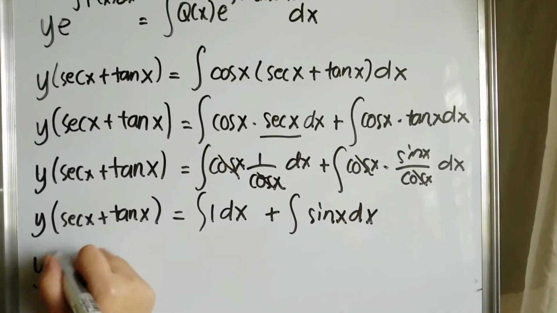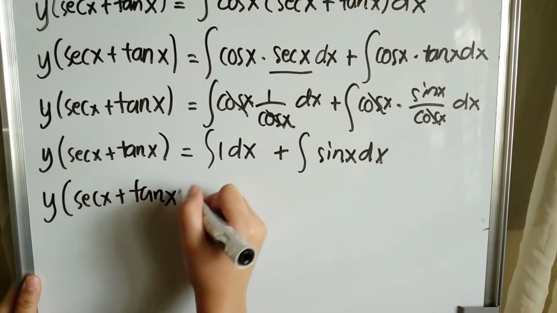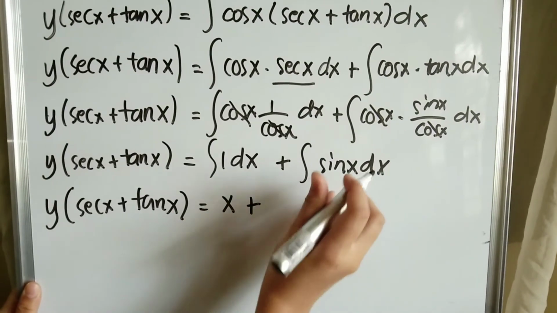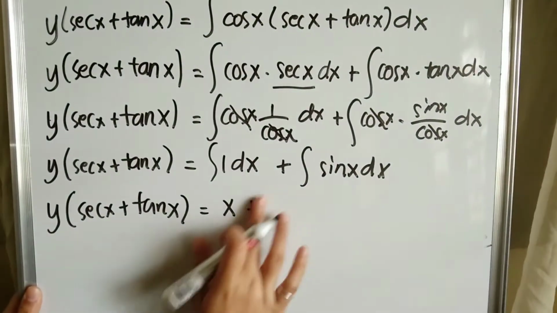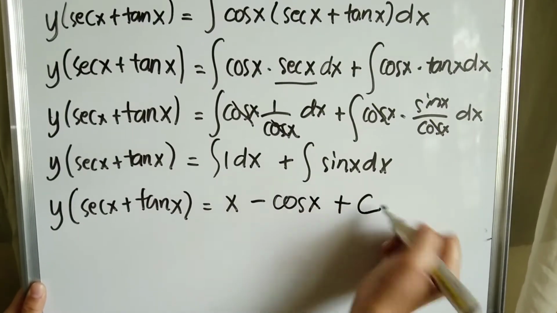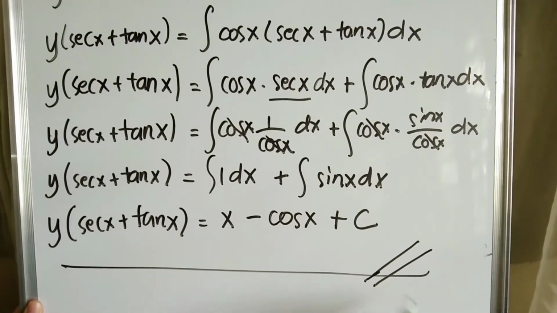So we can now integrate. Copy y times sec x plus tan x is equal to x plus, and the integral of sin x is equal to negative cos x plus c. So this is now our final answer.